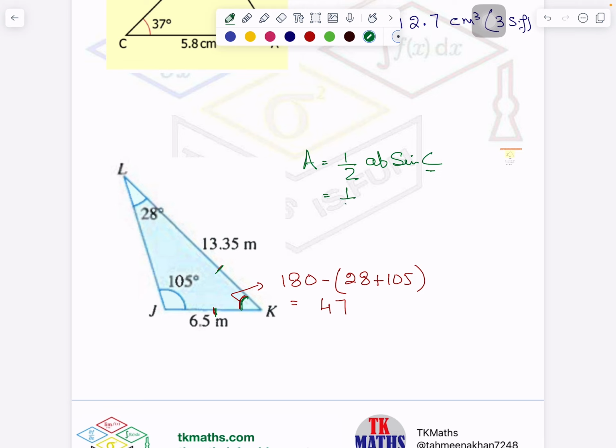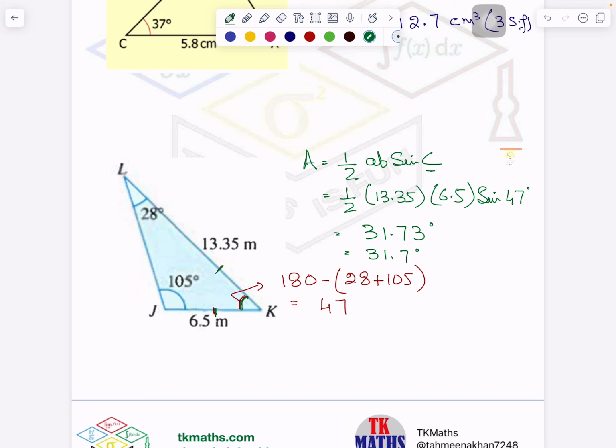So half into 13.35 into 6.5 into sine of 47. Then pick up the calculator and substitute: half into 13.35 into 6.5 into sine of 47. So I got here 31.73. In three significant figures it will be 31.7 square centimeters, and angles are given in one decimal place.